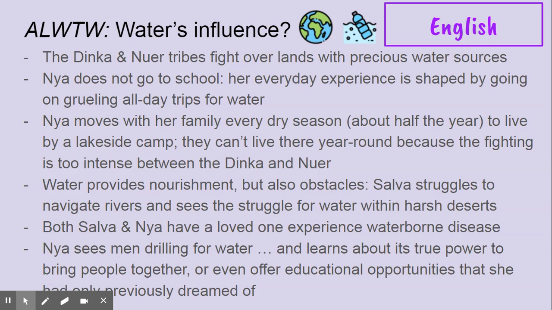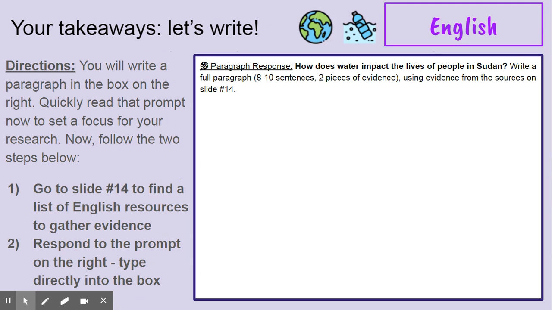Here's the second of the 3 slides. Again, you don't need to do anything with this slide. It talks about water's influence in A Long Walk to Water. Water impacts many different characters in various ways in the story, and this summarizes some of those. Here's the third and last slide in English. Now, this one is important. You will need to do work on this slide.